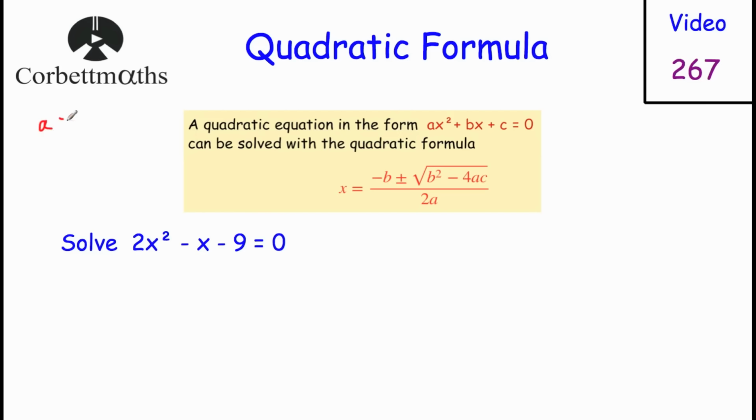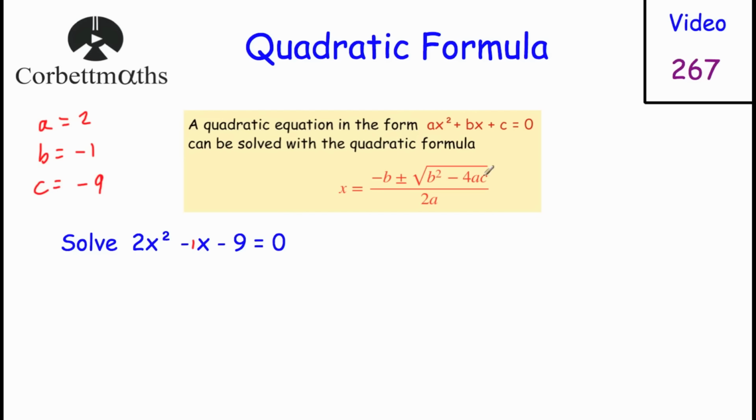So a equals, b equals and c equals. a is the number in front of the x squared, so a is going to be equal to 2. b is the number in front of the x, so it says minus x, that means minus 1x, so b is equal to minus 1. And finally, c is the number on the end, which is our minus 9. So we have got a, b and c.